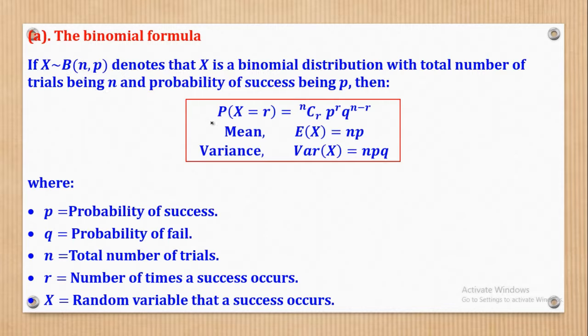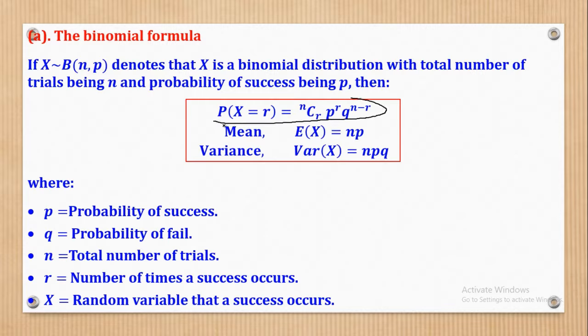So that means that the probability of X equal to R will be given by the formula N combination R multiplied by P to power R multiplied by Q to power N minus R. This formula is a standard formula and is also available in the mathematical tables. So I believe you have those mathematical tables with you. The formula we shall be using more frequently, so you have to know how to state it.